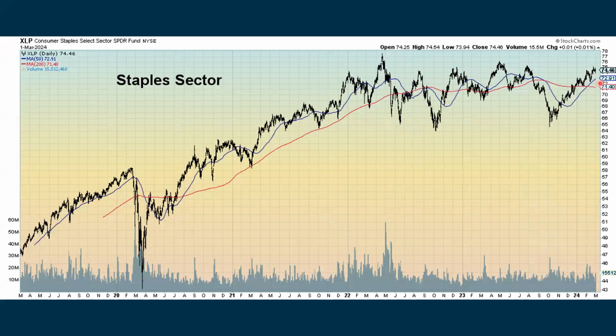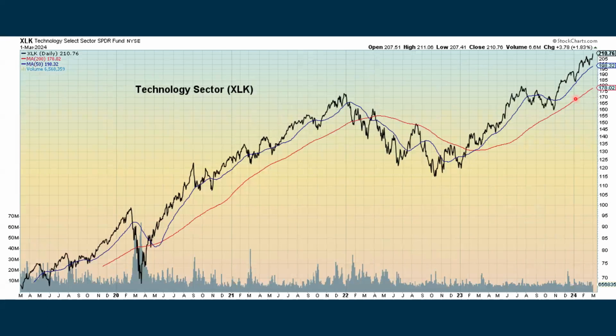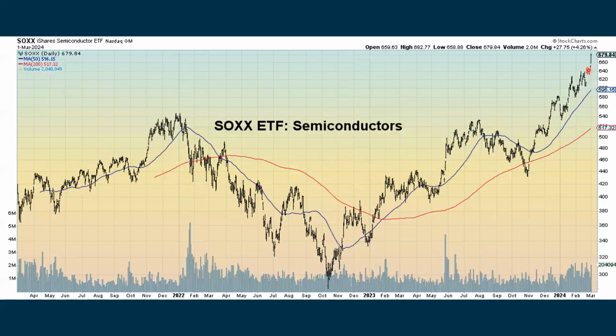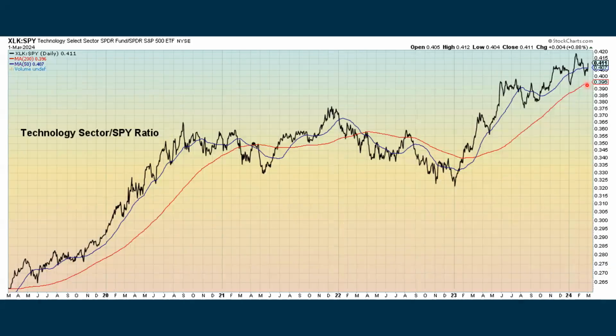Staple sector, and this tends to not do as well when the economy is doing better, because these are things that you have to have. It's discretionary when people are making more money and they can go out and buy fun things, but we are in a pretty solid uptrend with the staple sector. The tech sector is really probably about the best performing sector right now. Semiconductors are also doing very well.